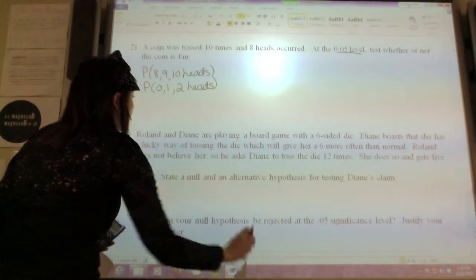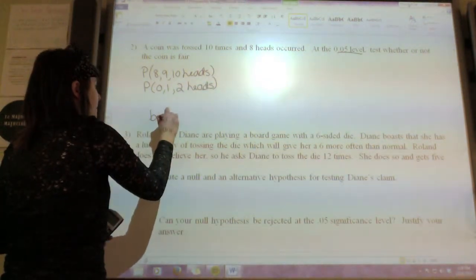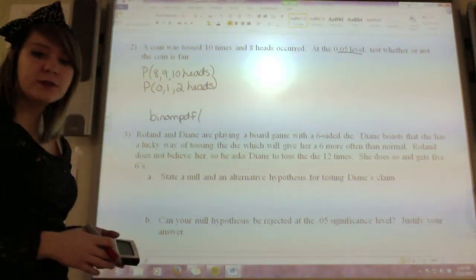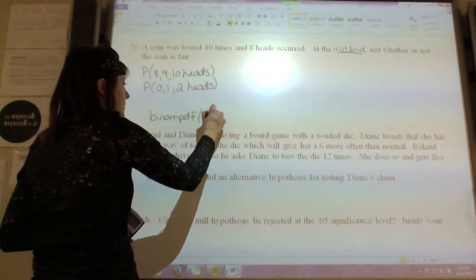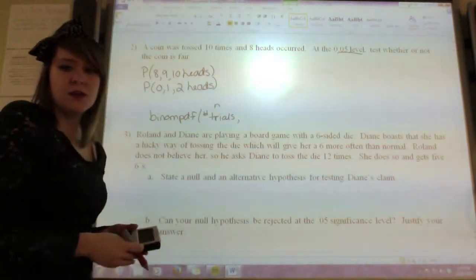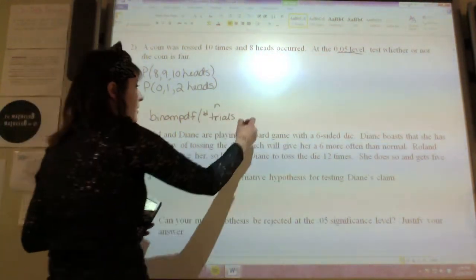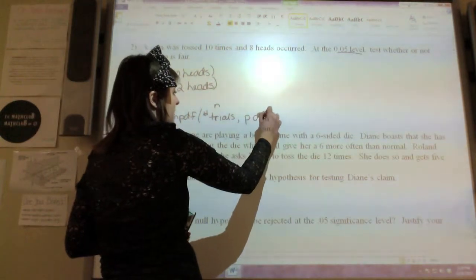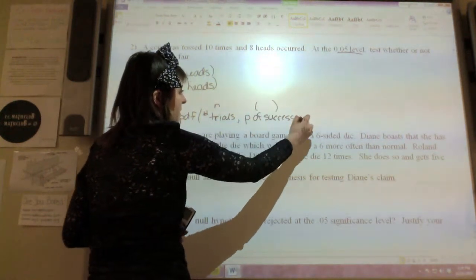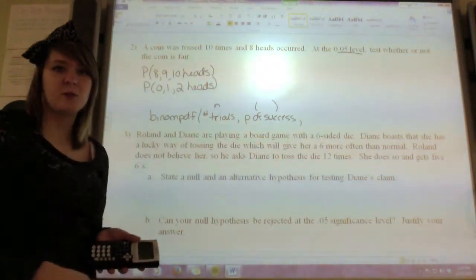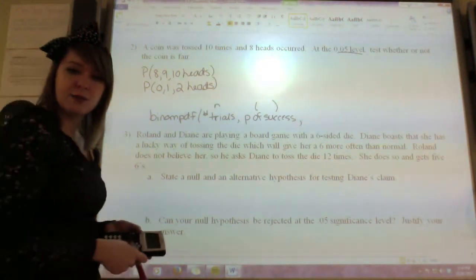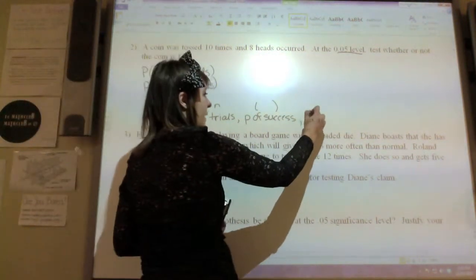So your binomial PDF has some inputs that you have to enter. The first thing that you input is the number of trials, which is also your n value. The second thing that you input is the probability of success. Sometimes your calculator will be weird and you have to put it in parentheses, and I don't really know why. And then the last one you put in is your k value.